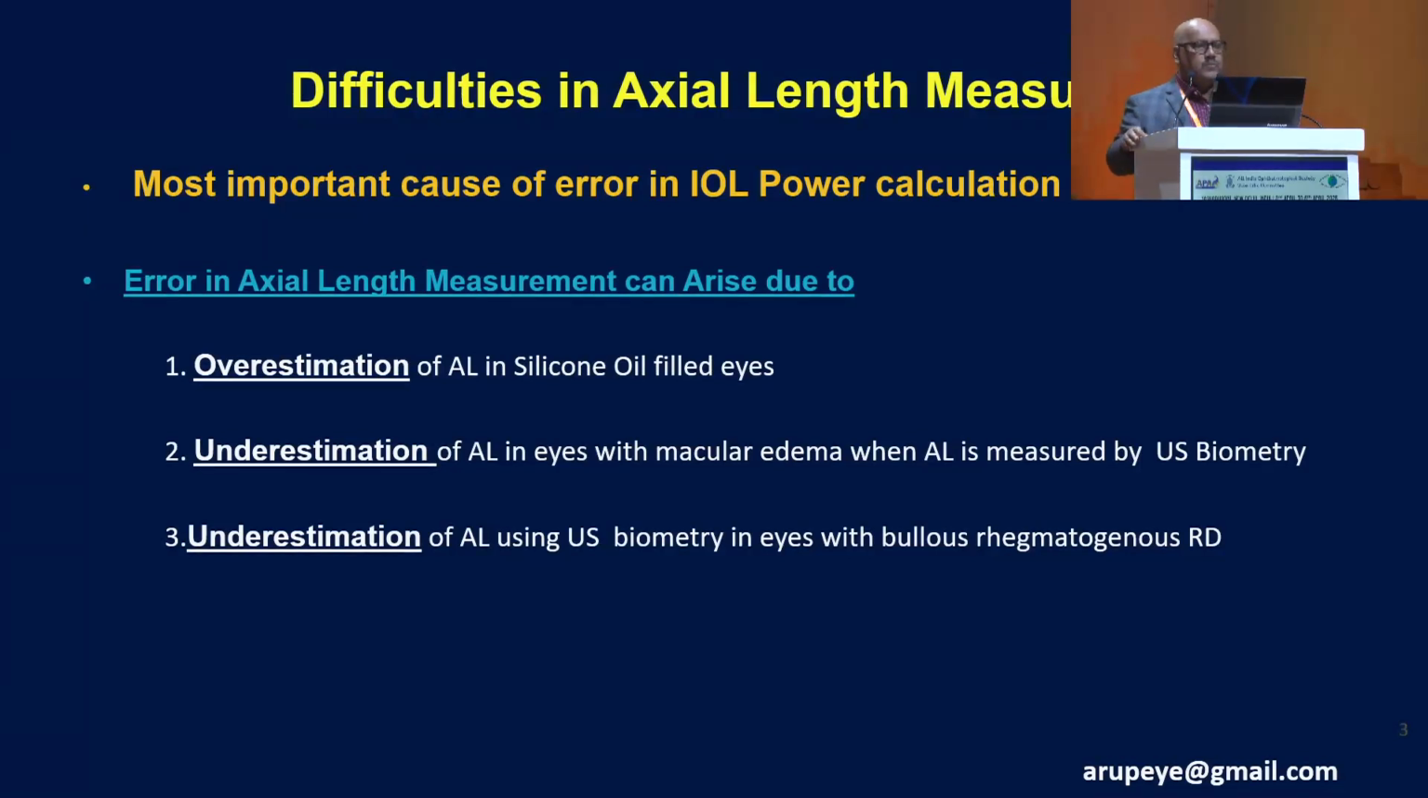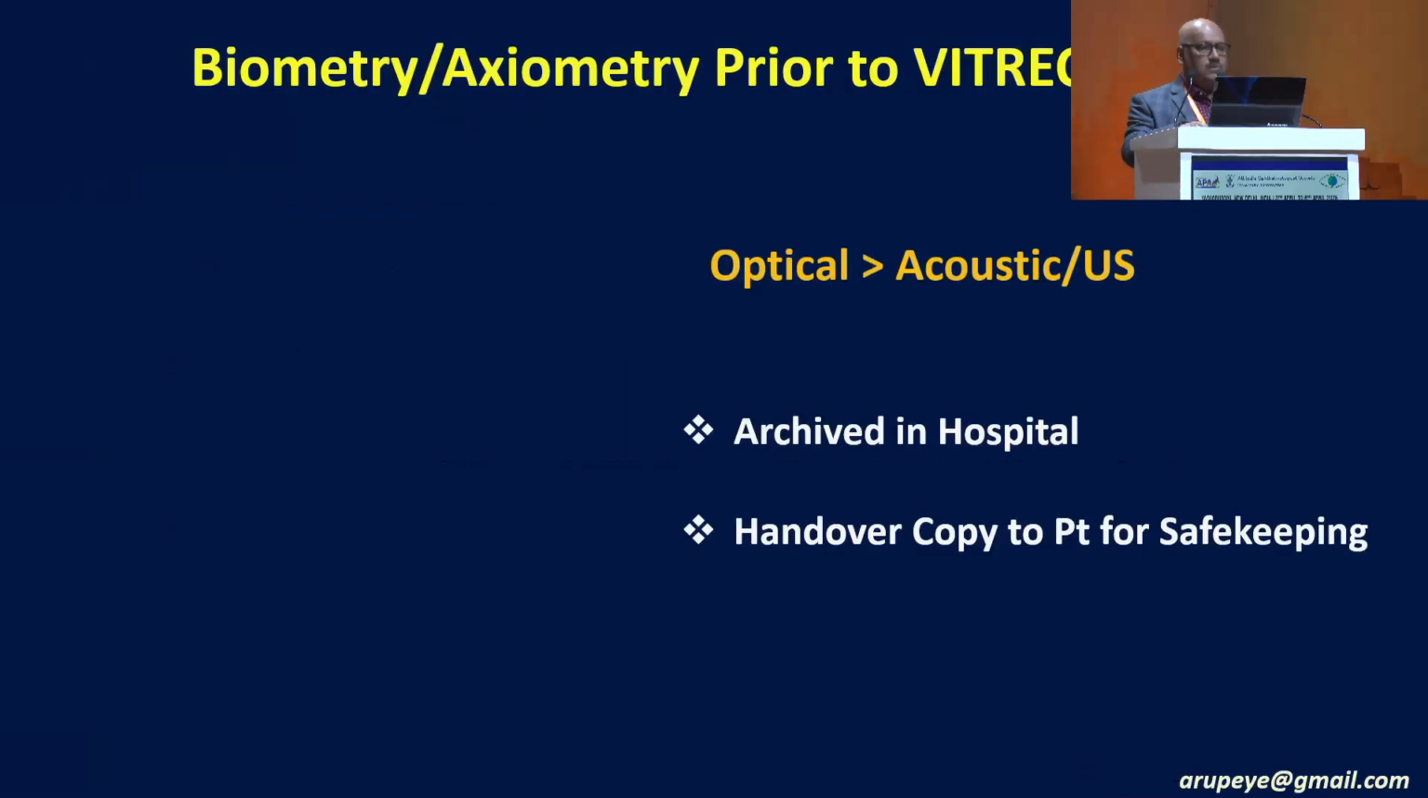So the most important cause of error in IOL power calculation in these situations is basically the difficulty in axial length measurement. Error in axial length measurement can arise because of overestimation of axial length in silicone oil filled eyes if you're using ultrasound biometry. Underestimation of axial length occurs in eyes with macular edema when axial length is measured again using ultrasonic biometry, and underestimation of the length also occurs when ultrasonic biometry is used in patients with rhegmatogenous retinal detachment.